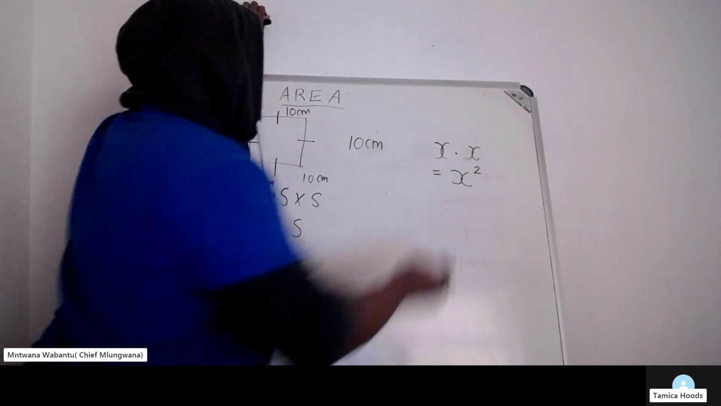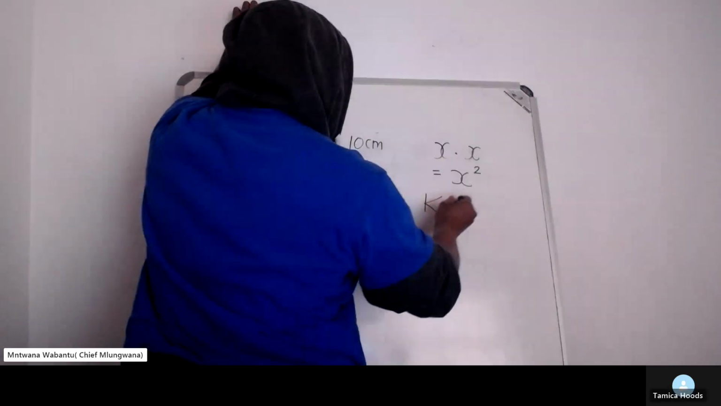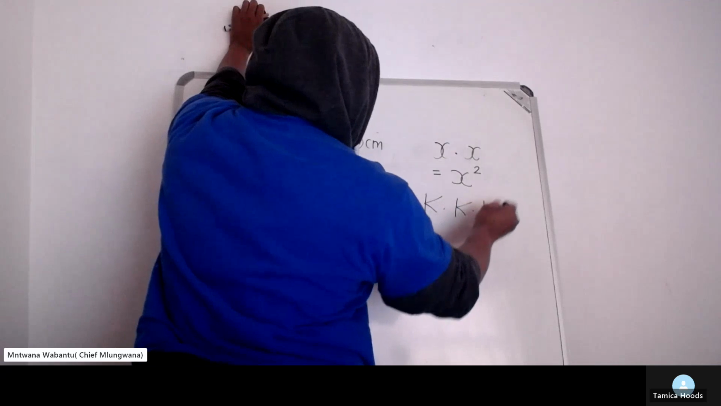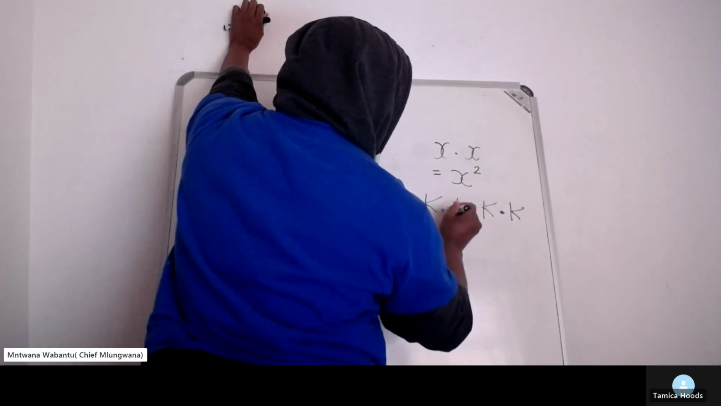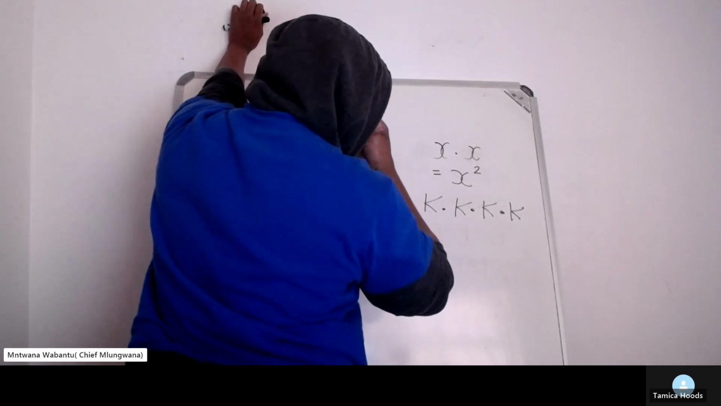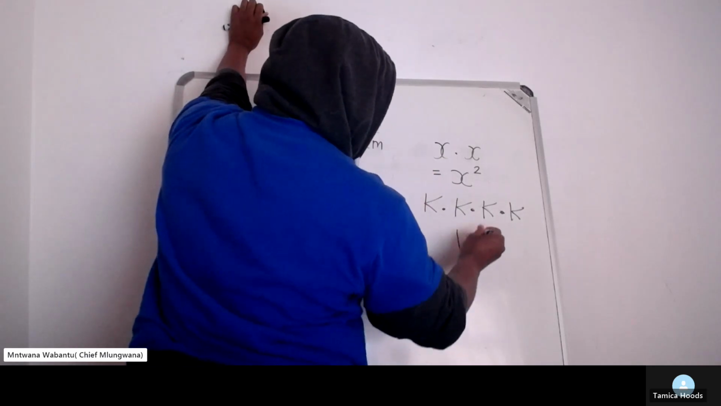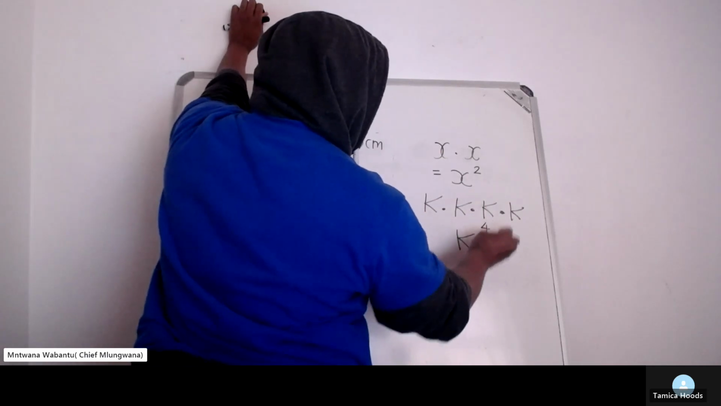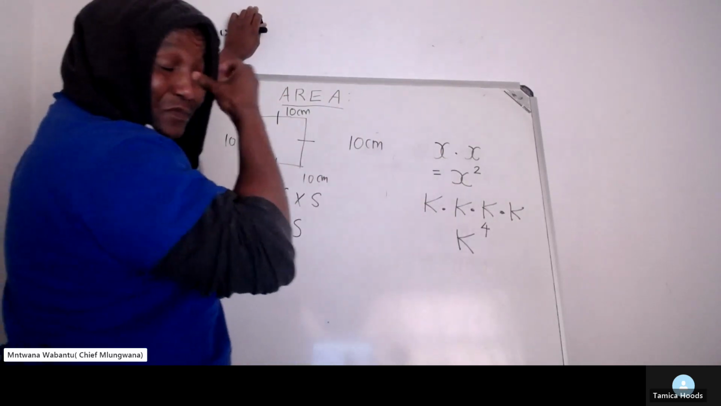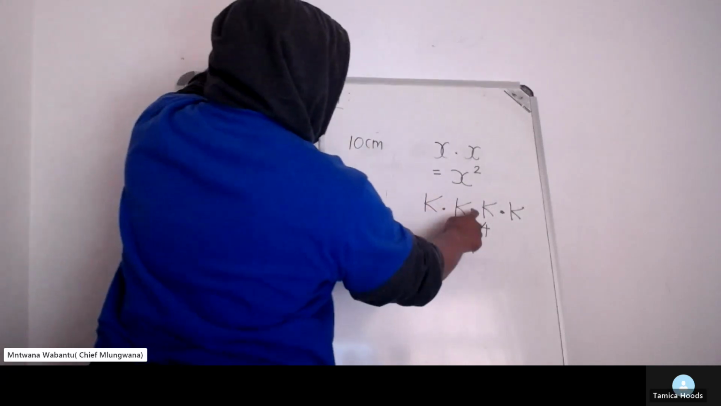Do you understand? Yes, I understand. If I'm given k times k times k times k, as long as there's a multiplication between, I don't have to write all of them again. I can just say K. How many of them? There are 4. So I can say power 4. Oh, okay. Only if there's a multiplication between.